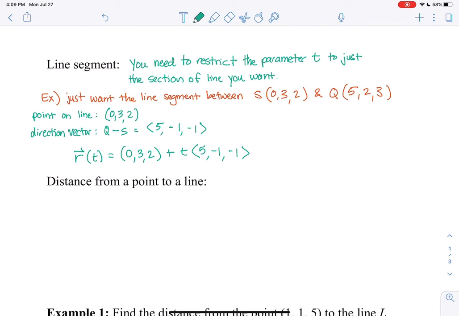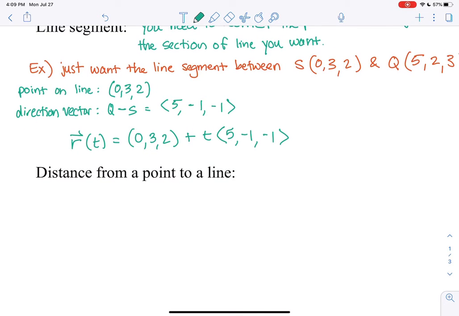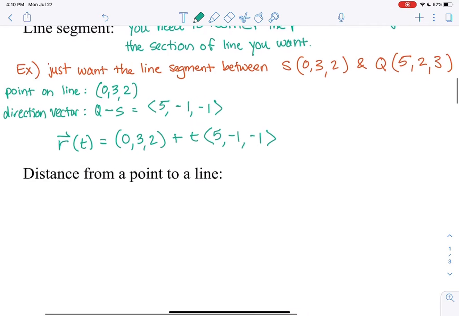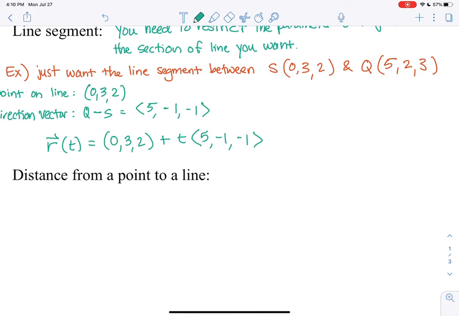And if you plug in different values of t, for example, at t equals 0, this whole term would be 0, and you would just get the original point. And then if you let t equal like 2, then you would get this point plus 2 times the direction vector. So that would be a point on the line 2 times the length of the direction vector away. And so you can plug in any value of t, and it just gives you all the points on the line. But because we just want the points between S and Q, we need to bound t.